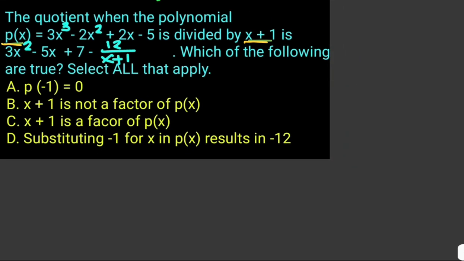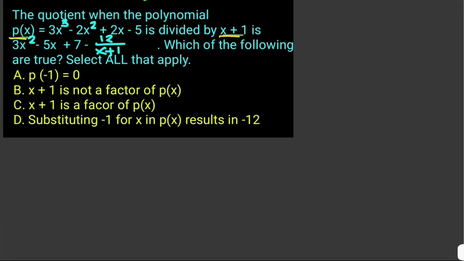So let's do that. Let's use synthetic division, and let's find out if p of negative 1 is equal to 0. Option A says substituting negative 1 for x in p of x results in negative 12. Oh, sorry, this should be: p of negative 1 is not equal to 0.